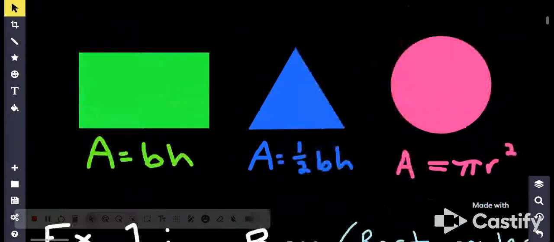Some tools that we're going to need. We recall the area of a rectangle is base times height. The area of a triangle is half base times height. And the area of a circle is pi r squared. As I mentioned, when we break these shapes down into panels, it's really just going to be a matter of solving the area of these basic 2D shapes.